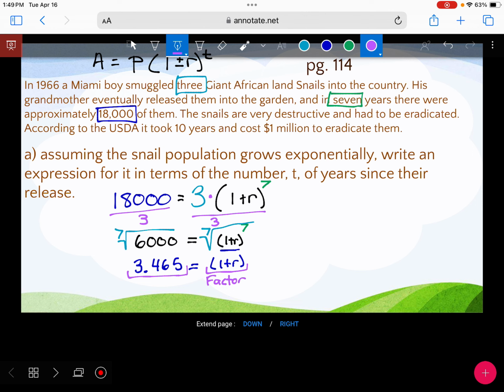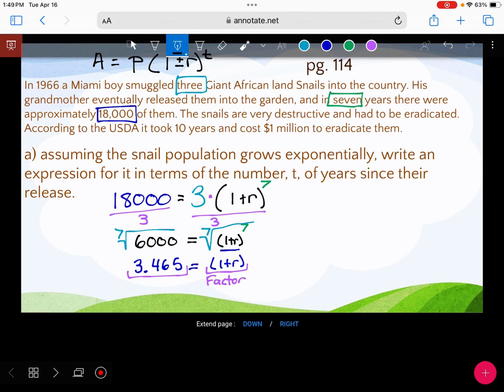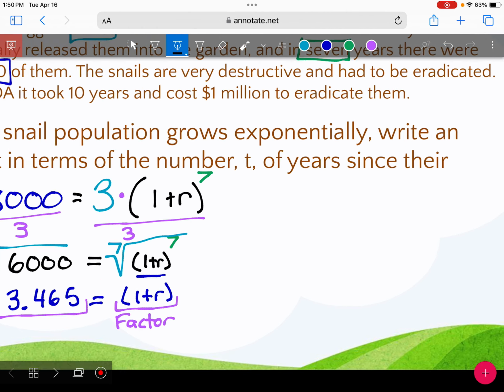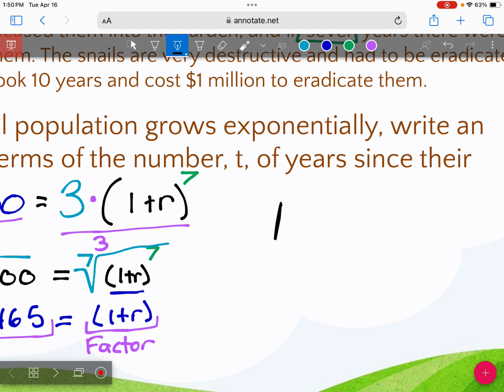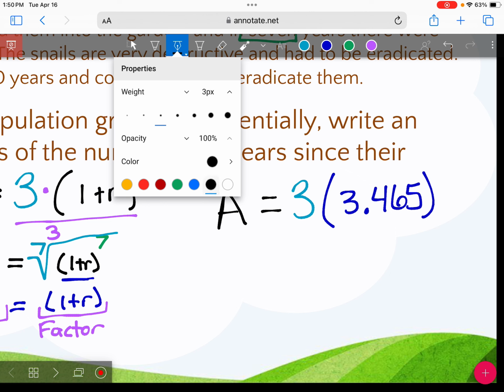So for part A, the question is actually not asking us to find out the rate. It's just asking us to make an equation for t. So I don't need to go all the way down to the rate for part A. All we're doing is looking for that base. So we can figure out the total number of snails by taking the 3 that we started with and using that growth factor of 3.465 to the power of t.